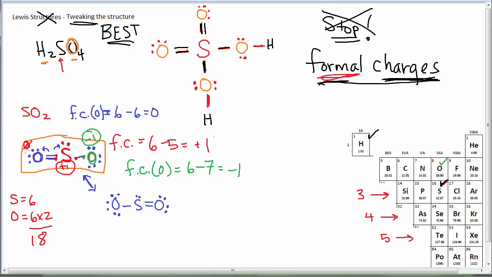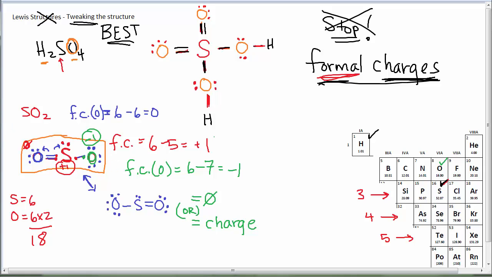If I add all the formal charges in a structure, I should get 0 if it is neutral, or the charge if it is an ion. If I'm drawing the Lewis structure of a polyatomic ion, all the formal charges will add together to give me the charge on the polyatomic ion. This is very similar to what we saw with oxidation numbers. +1, -1, 0. Add these together, I get 0 because this is neutral. That's how I assign formal charges.